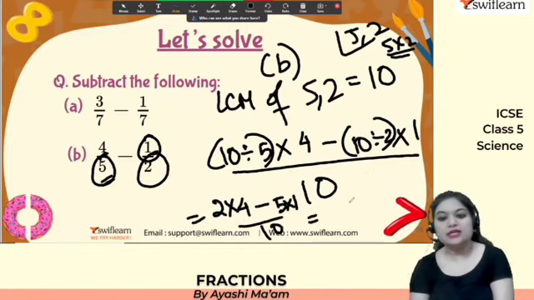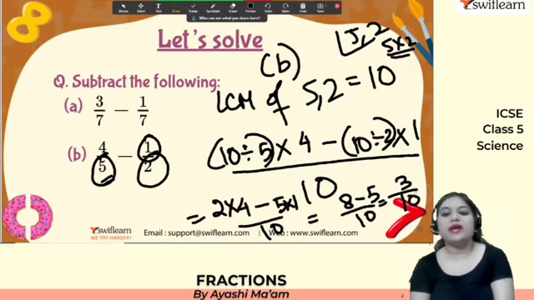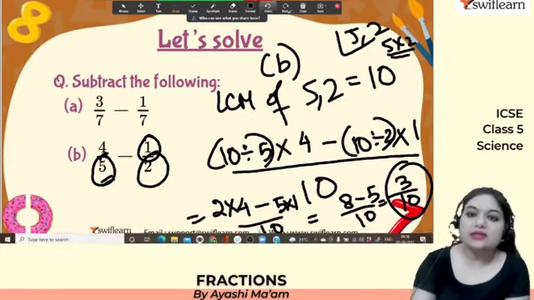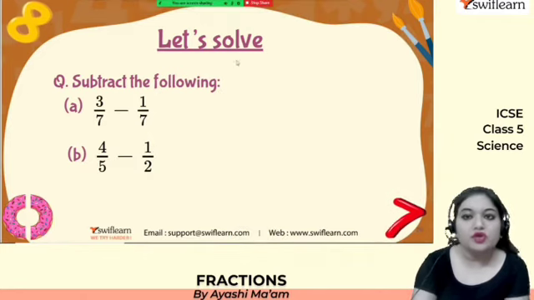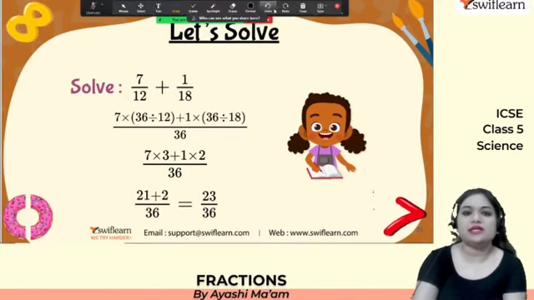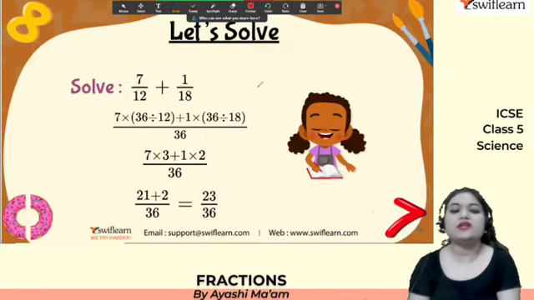So you are getting the answer as 8 minus 5 by 10, which is nothing but 3 by 10. And here you have your answer. Initially this might seem complicated to you, but if you do a lot of practice, then it will become really easy. Okay. See, here also they have done the same thing.